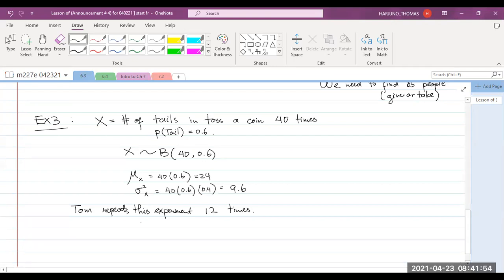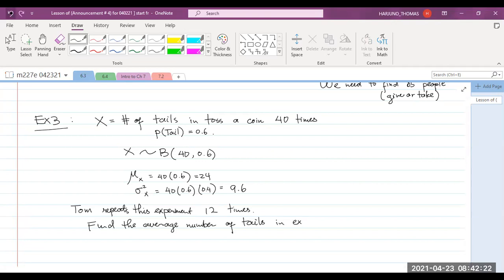Now find the average number of tails in each experiment. So you do this experiment 12 times.